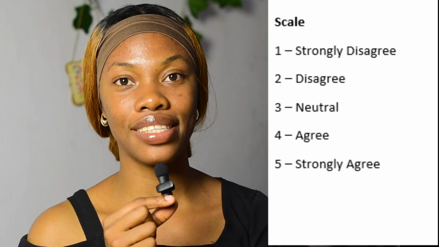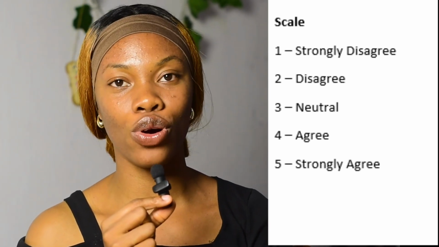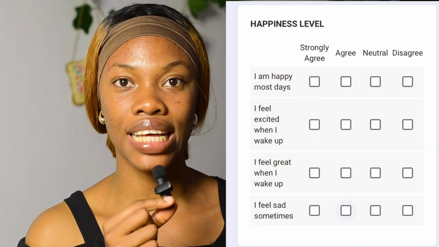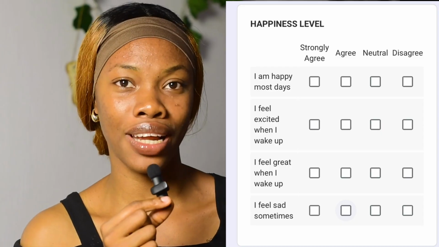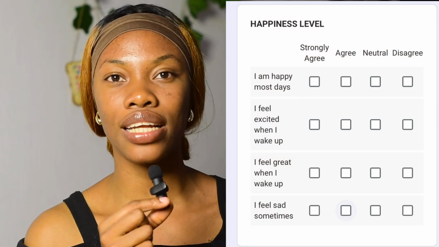Let's get right in. I'm going to be using your imagination. Imagine your survey uses this scale: 1 equals strongly disagree and 5 equals strongly agree. And most of your questions are written in a positive way, like "I am happy most days," "I feel excited when I wake up," "I feel great when I'm in my space." Those are positive questions, right?